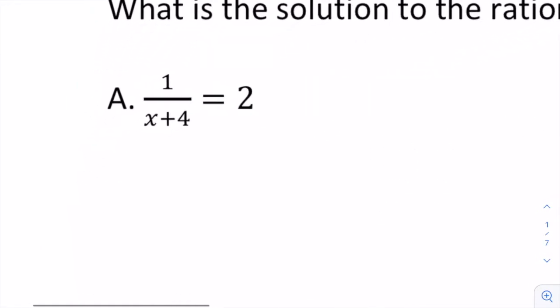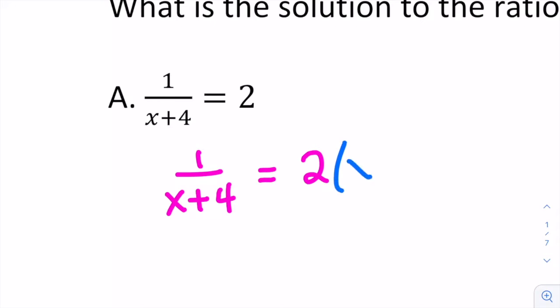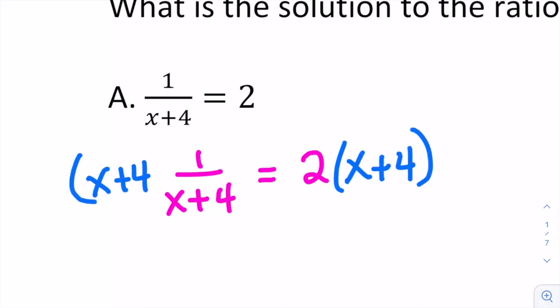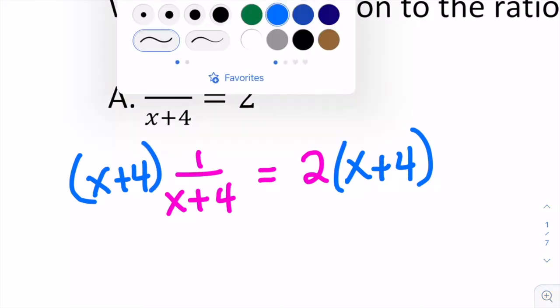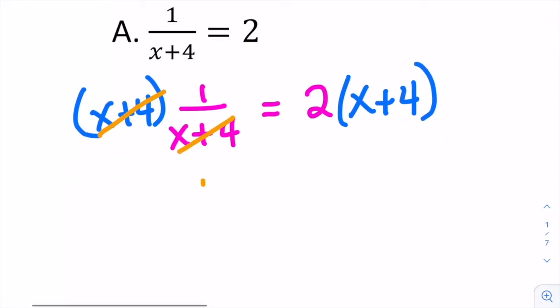So for this one, we have x plus 4 in the bottom of the fraction. So what I'm going to do is have x plus 4 here, and I'm going to make that equal to 2. And we need to make sure we multiply both sides by whatever is in the denominator. So I'm going to multiply both sides by x plus 4. So you'll notice on the left side, these two x plus 4s are going to cancel out, and we'll be left with 1.